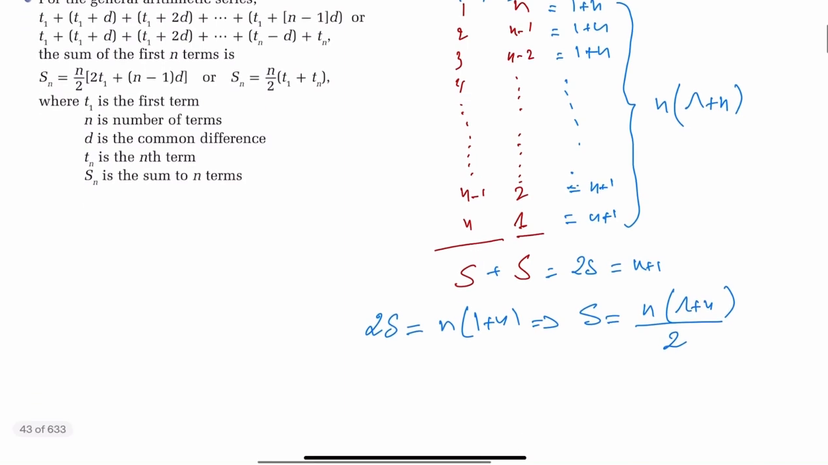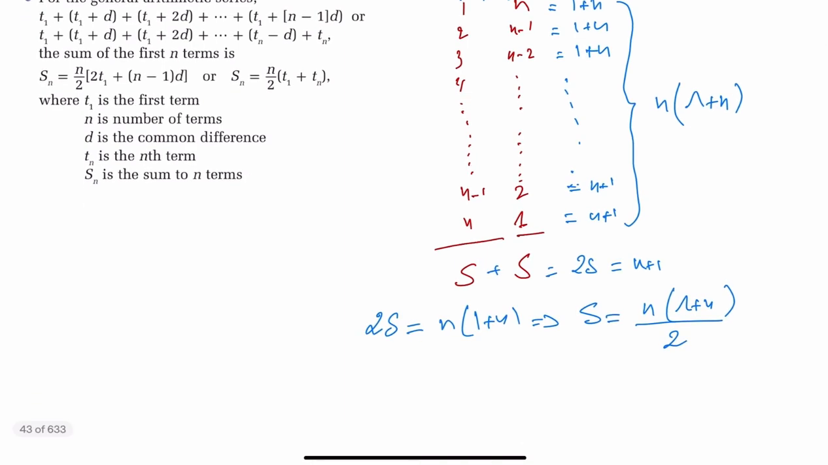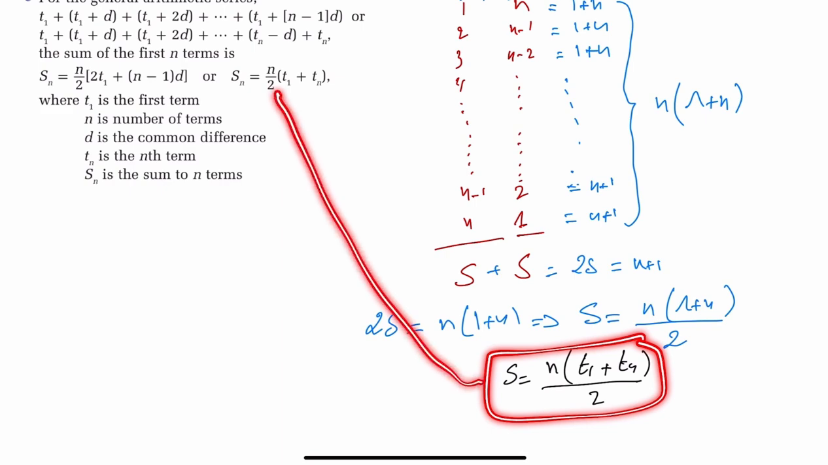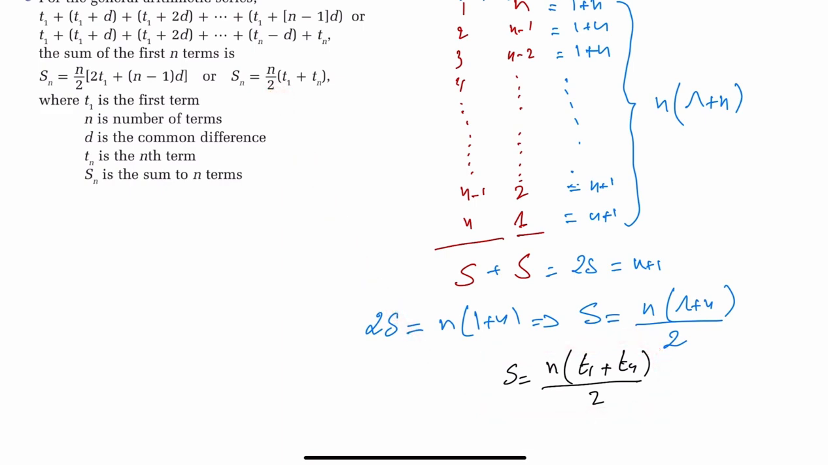s is equal to n times the first term, which will be t1, plus the last term, which is tn, divided by 2. And you can see this is the same as this: n times the first term plus the last term, everything divided by 2. So from this one, we can also derive the second one.